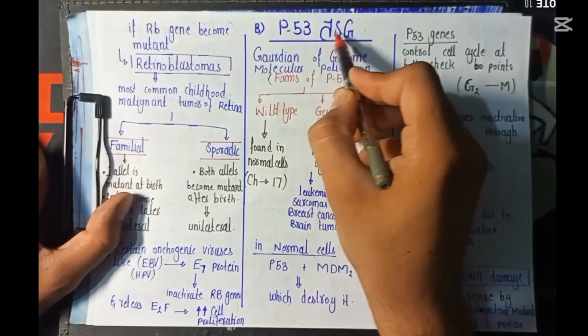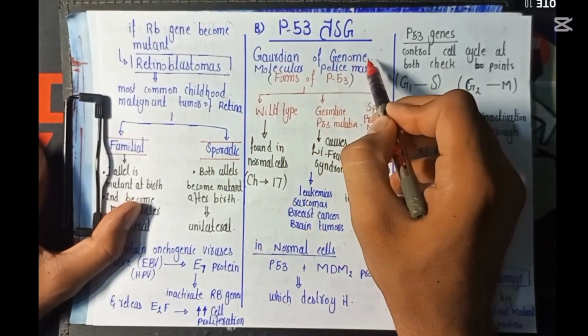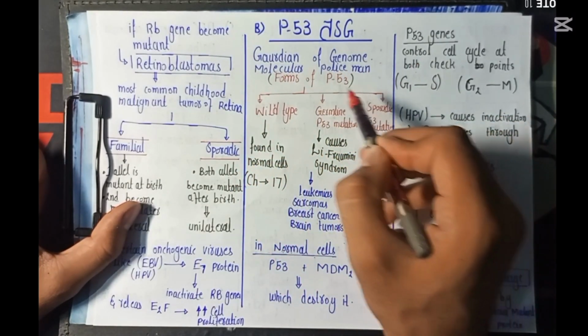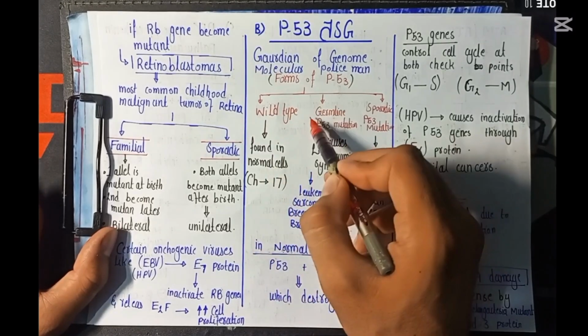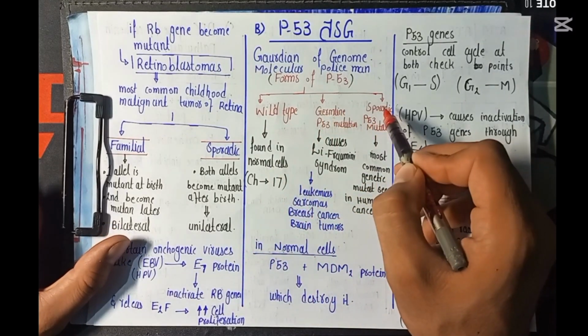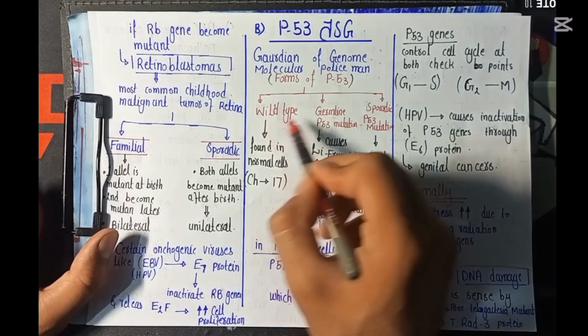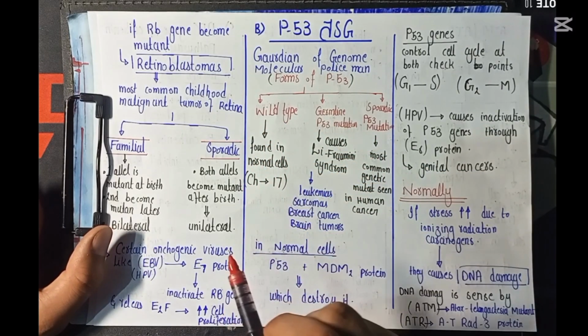So the second one is the p53 tumor suppressor gene. The p53 gene is known as the guardian of the genome. It is also known as the molecular policeman of the genome. The p53 gene exists in three forms. The first one is the wild type, the second is germline p53 mutation, and the third is sporadic p53 mutation. The wild type p53 gene is found in the normal cell and it is present on chromosome number 17.